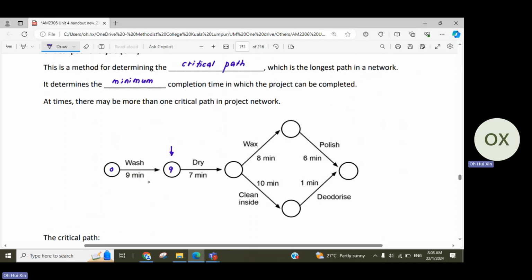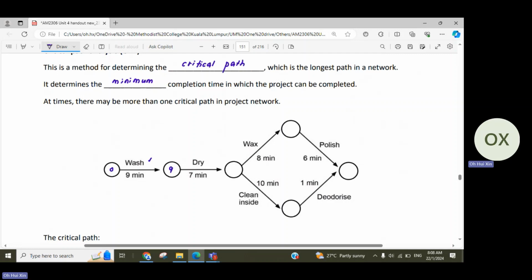If there's any delay, you can spend 10 minutes, 11 minutes. But what we are trying to do is, you know that this task needs 9 minutes, so if everything follows the time that you need, then 9 minutes is what you need. So 9 minutes is where you end your washing and start your drying. The 9 depends on washing, so we put a tick on washing.